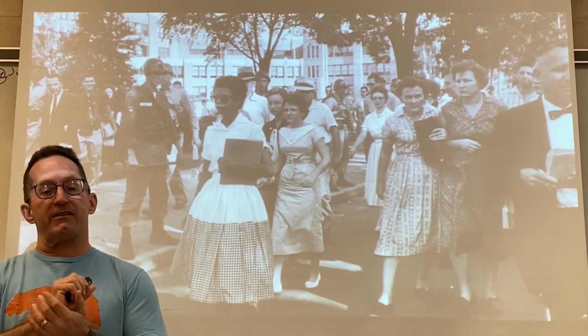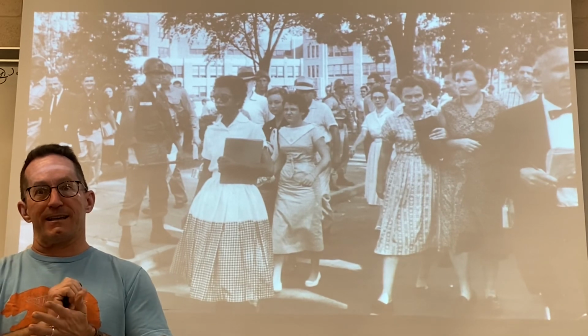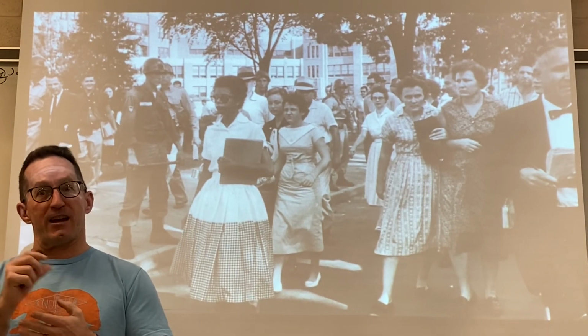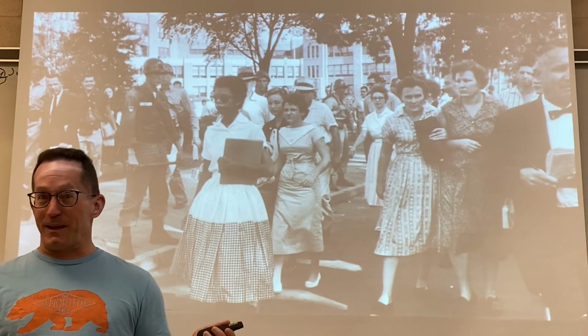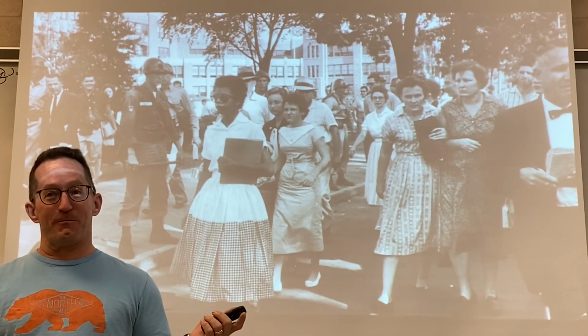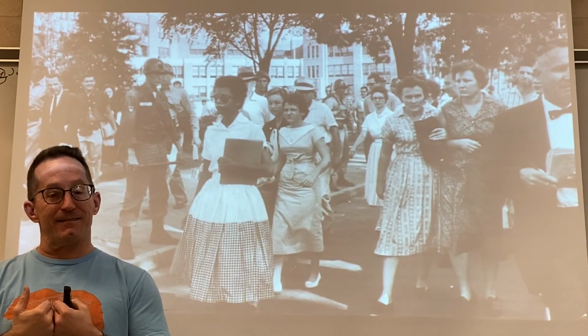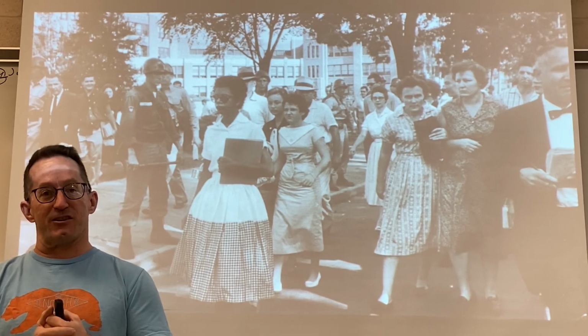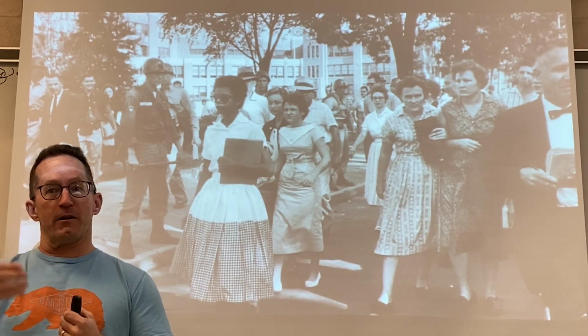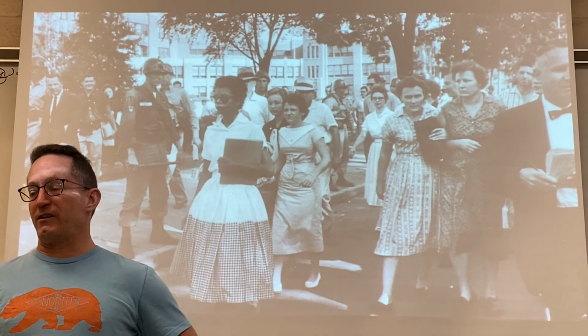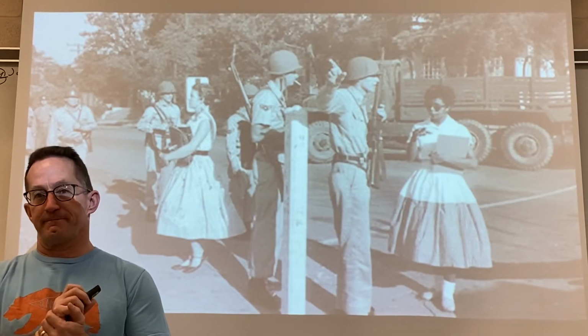So the president at the time for a lot of this was President Dwight D. Eisenhower. He was an ex-general. He wasn't a big fan of integration either, but he was the president, and he said, the Supreme Court made a decision. Guess what? You are going to follow the law. So he used the United States military.